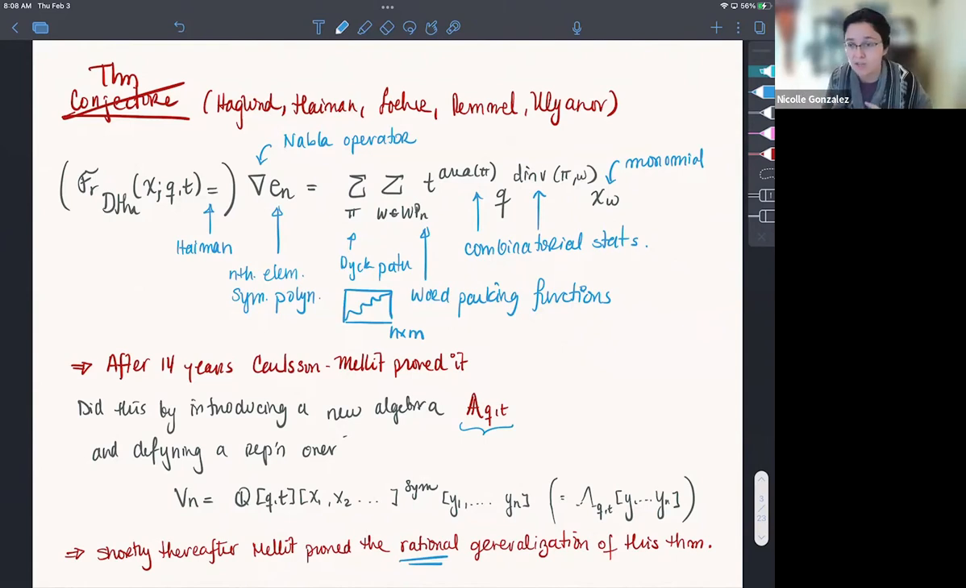I can't keep track of the chat if you have questions. So just speak up. All right, so combinatorics aside, why might you care about this?